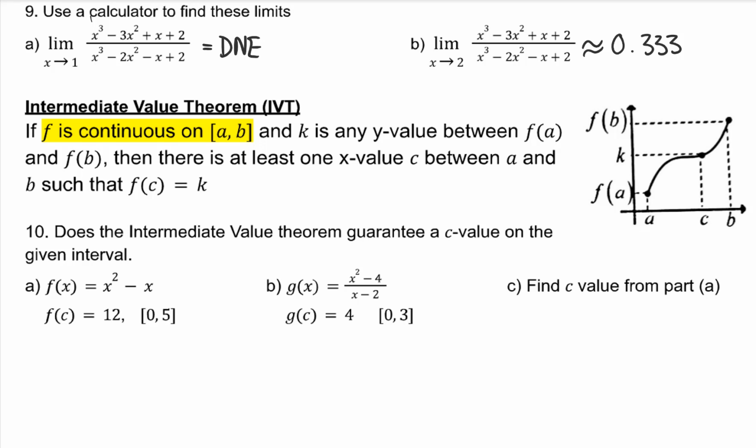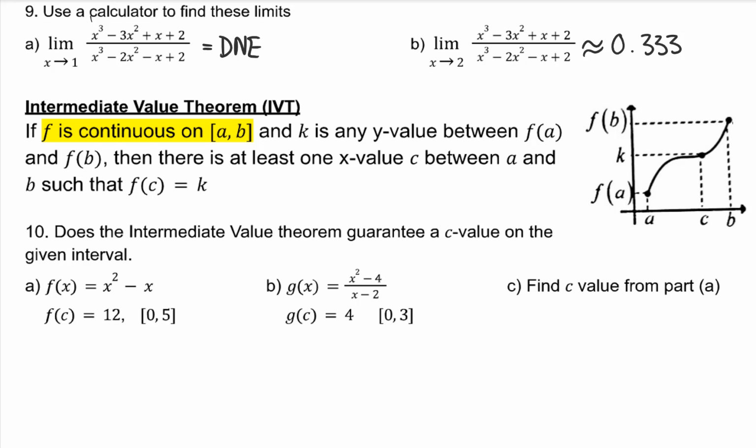credit in AP Calculus. If f is continuous from a to b, the closed interval, and k is any value between f of a and f of b, then there is at least one x value c between a and b, such that f of c is equal to k. You have a y value in between other known y values. There will be some x that satisfies that y because it's a continuous function.